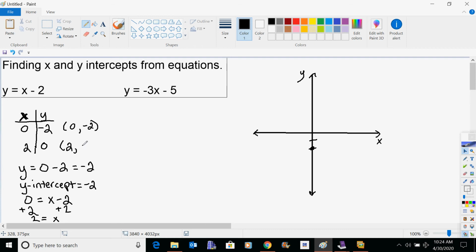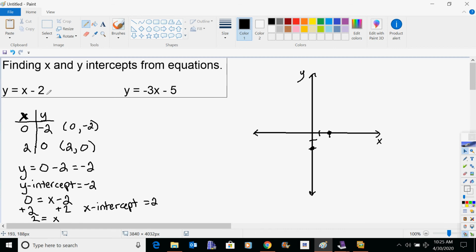2, 0. So if I were to graph this right here, I have the ordered pair 2, 0. 1, 2, 0. There's my ordered pair. That is on the x-axis. That's where your line crosses the x-axis, so the x-intercept equals 2.